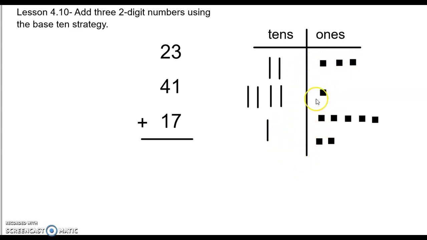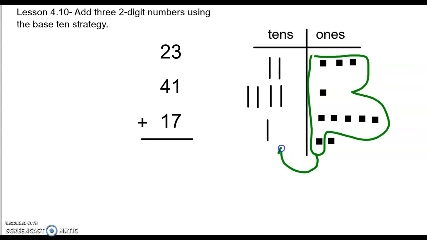1, 2, 3, 4, 5, 6, 7, 8, 9, 10. And we are going to bundle those 10 ones up into a 10 rod. Be sure to cross out your 10 ones so you don't recount them. Now you're going to count the leftover ones you have. 1. We have 1 one in our ones place.